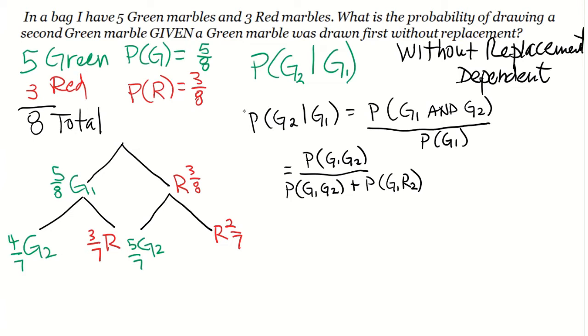So let's use our tree diagram to help us understand what does that mean and what numbers do we want to use. So let's look at this first one, which is the probability of G1, G2. So that is going to be these two numbers multiplied by each other. So that is going to equal 5/8 times 4/7.